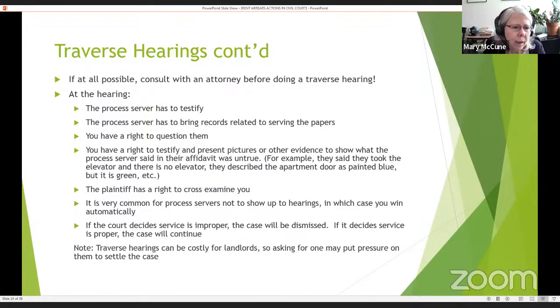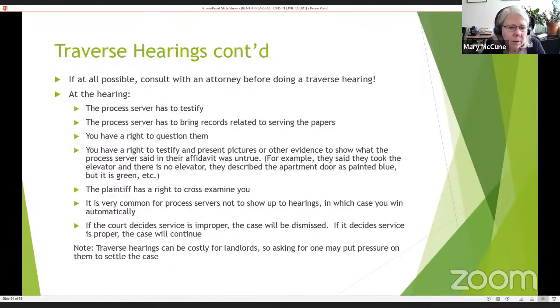You have a right to question the process server after the landlord attorney finishes questioning them, and you have a right to testify yourself and present any evidence you have to show why what the process server said in their affidavit was untrue. Like, for example, they said they took the elevator, but there's no elevator in your building. You could testify to that.